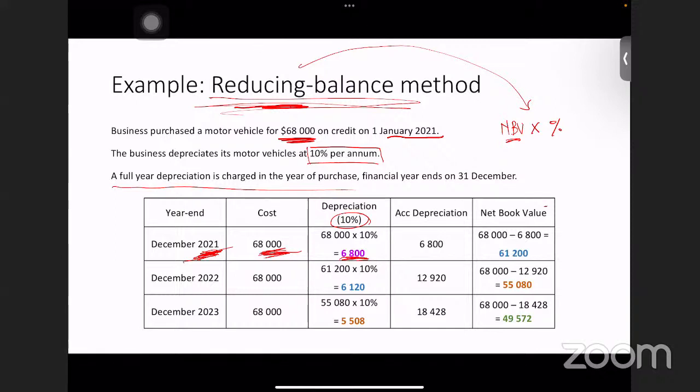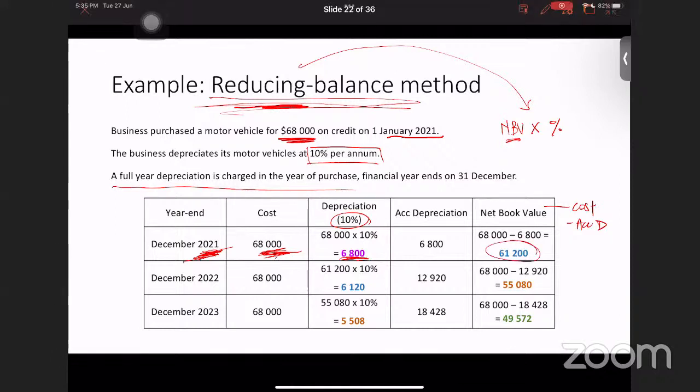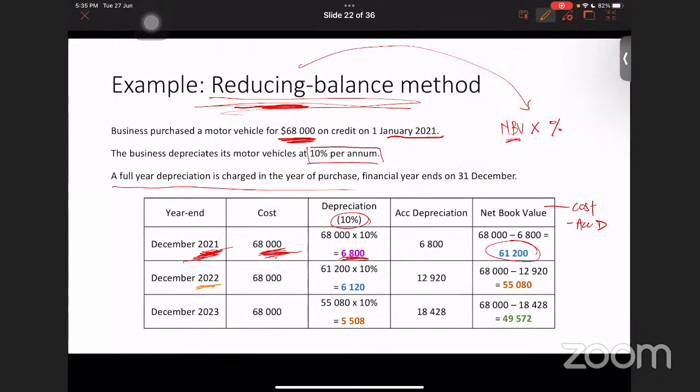Okay, then same thing here, MBV is the cost minus acute D. So cost minus acute D, I will have this one. Okay, then next one, 2022 is the same thing. My cost doesn't change. It is still 6,008. But now I'm using a reducing balance method. So I will take rate multiply by my MBV. Okay, so I will take my MBV multiplied by my rate. This will be my depreciation.